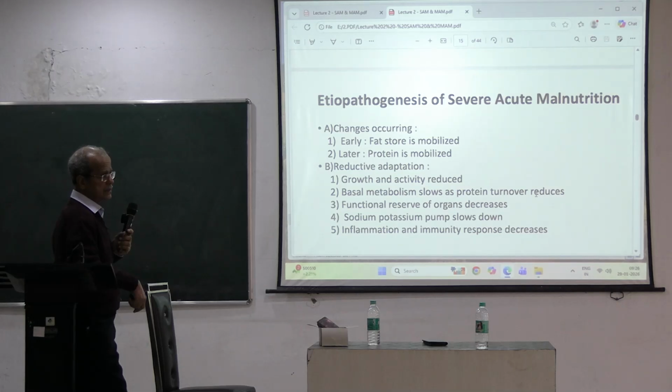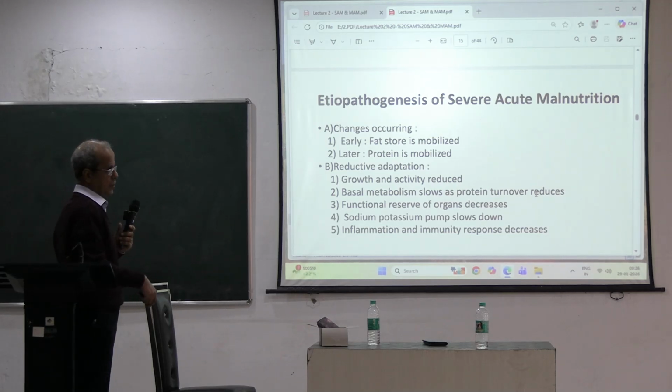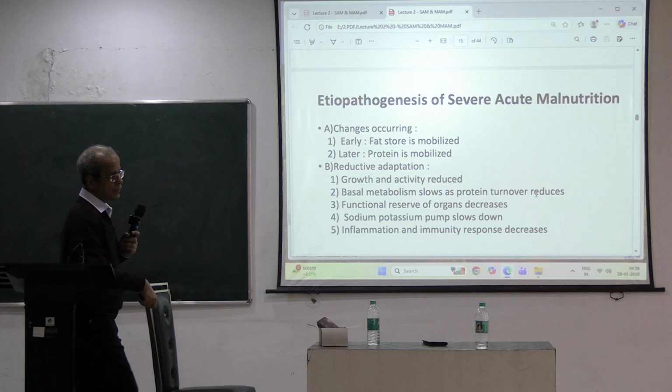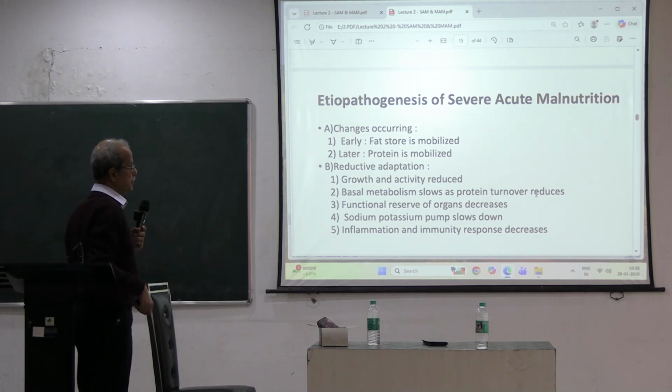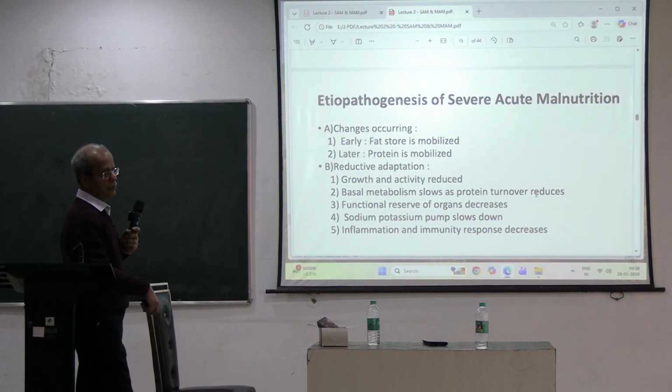In every cell in the body, the sodium concentration is less and the potassium concentration is high, whereas in the extracellular fluids, the sodium concentration is more and the potassium concentration is less. That is because of the sodium potassium ATPase pump that pumps out sodium and pumps potassium into the cells. Whenever there is lack of energy, this slows down. So in severely malnourished children, remember that extracellular sodium is less but intracellular sodium is high. If you replace fluid with high sodium content, the child might have sodium overload, volume overload, and ultimately congestive cardiac failure.